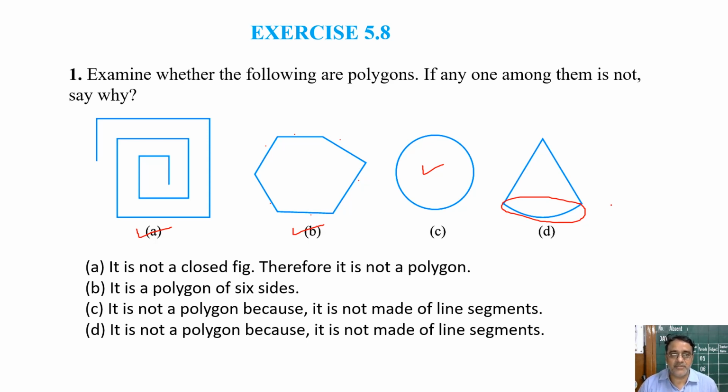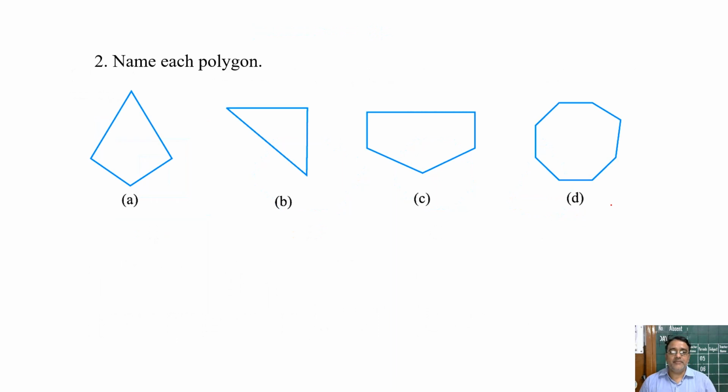Now we are moving toward question number 2. Name each polygon. The first one, the number of sides is 1, 2, 3, 4. तो 4-sided polygon को क्या बोलते हैं? Quadrilateral. Very good, quadrilateral.